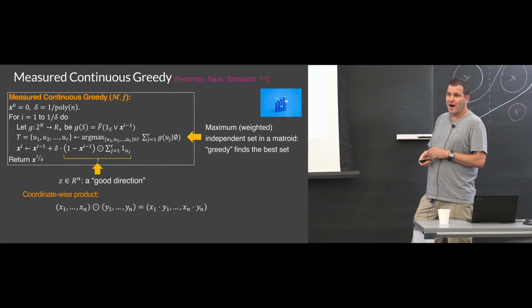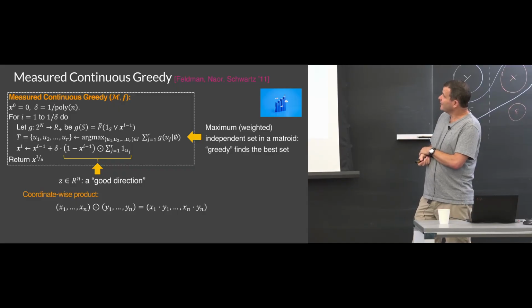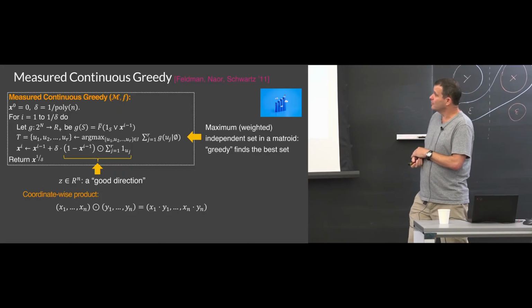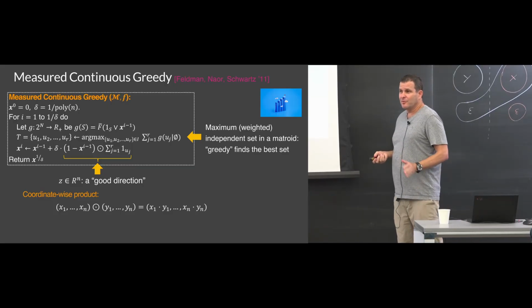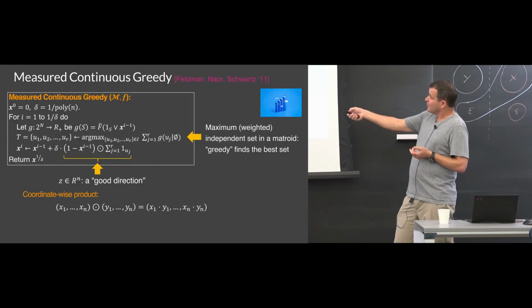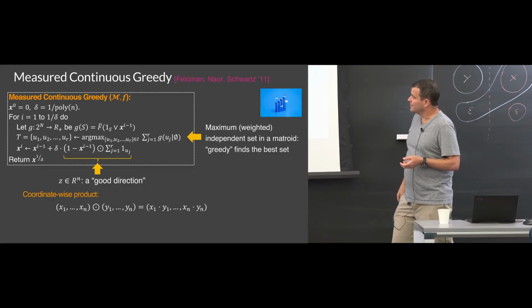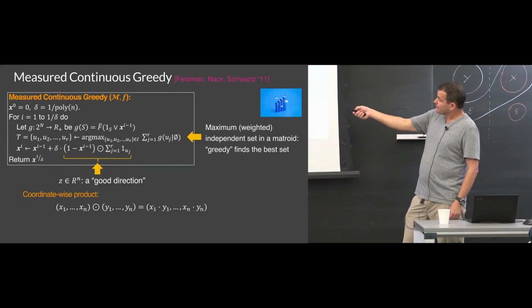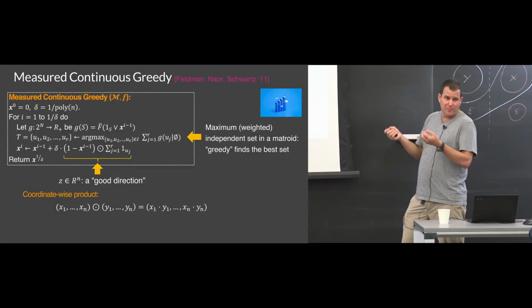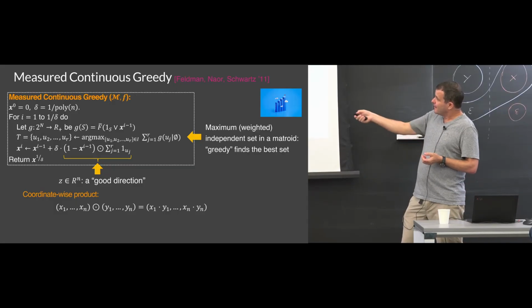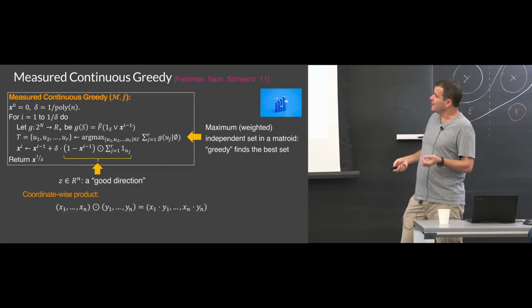So let me tell you how people optimize the multilinear extension to give a good fractional solution. And conceptually, the algorithm is quite simple. So you start from a solution that is 0. You have a step size. This algorithm is called measured continuous greedy by Feldman, Naor, and Roy Schwartz. You take a small step size delta of 1 over poly n, and then you do 1 over delta iterations.